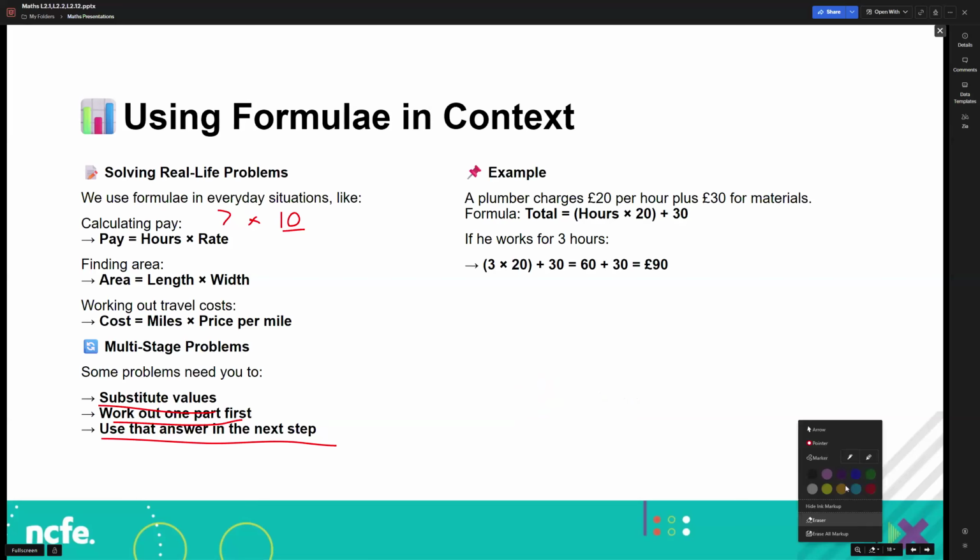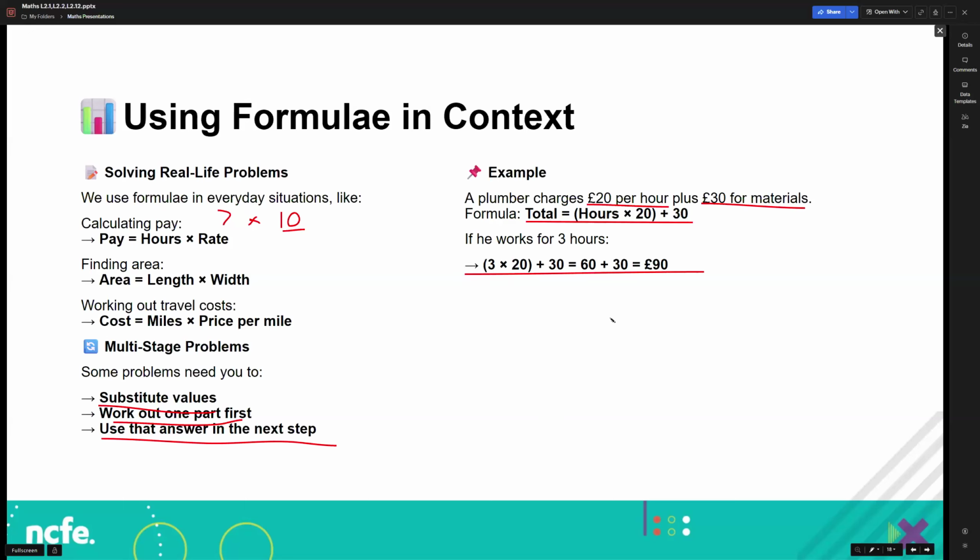Okay, right. So the plumber charges £20 per hour plus £30 for materials. Formula's given here. If he works for 3 hours, this is what he does. So they've just subbed in 3 for hours times 20 plus 30 equals 60 plus 30 equals 90. Okay, so they've just done the brackets first, rewritten it again, and done that.